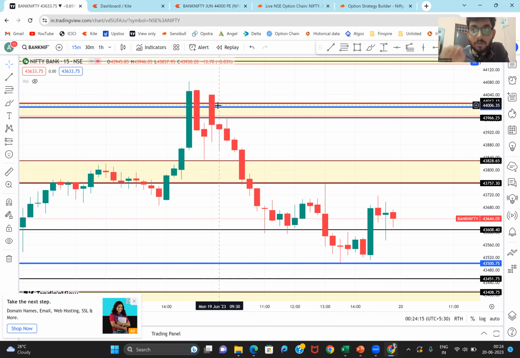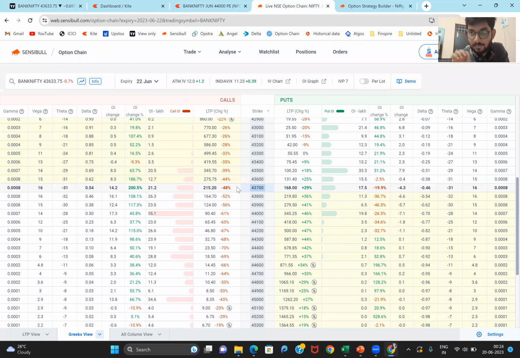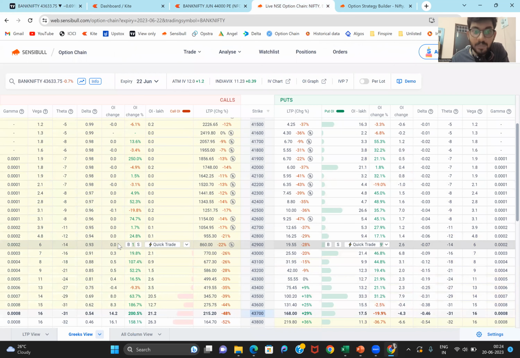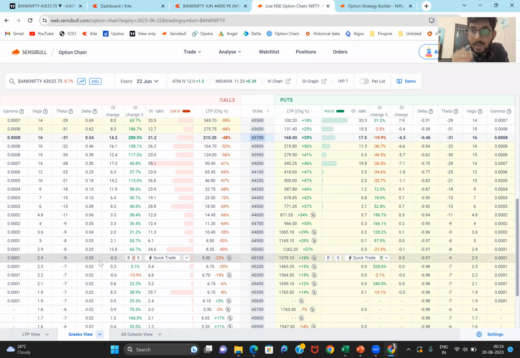Now, let me explain the concept of at the money, in the money, and out of the money, which looks like this. So this is an option chain. And here, as you can see, this part which is yellowish in color is in the money. The part which is white in color is out of the money.